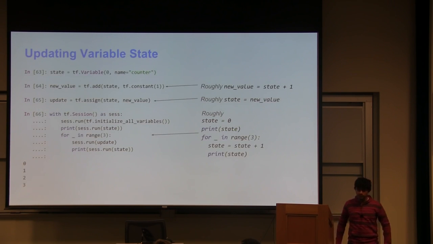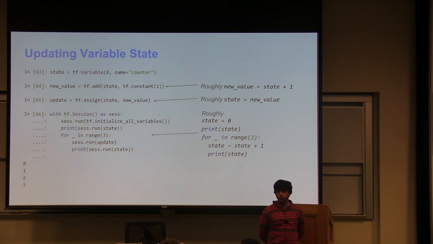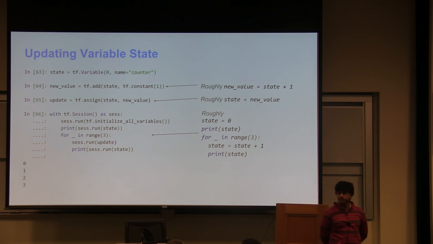And here's a nice example of the sort of things you can do with variables. If you remember back to Programming 101, or whatever intro to programming course you took, one of the first things you might implement in a programming language is something like a counter. That is, we have some variable, and let's say we set it to 0, and we're going to repeat an operation some number of times.